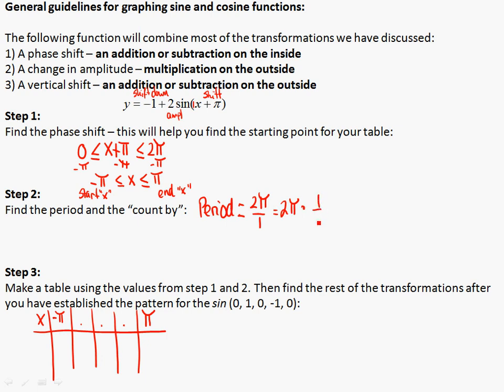Find your count bys by multiplying by 1/4. So we are going to count by pi over 2 zeros. So that's normal. That's what we would usually see in a sine of x. So we're going to count by that. So a negative pi plus pi over 2.